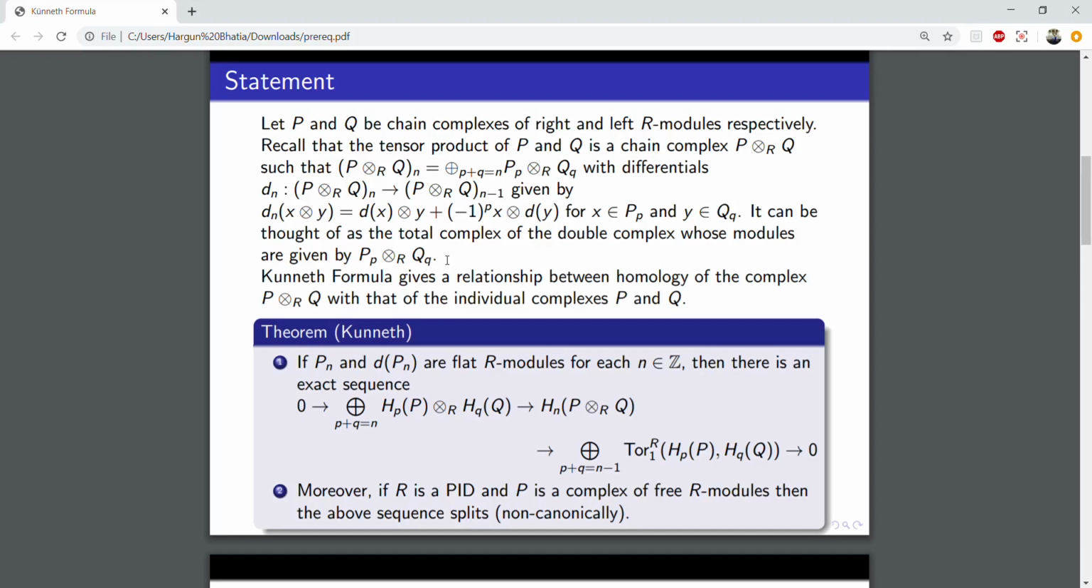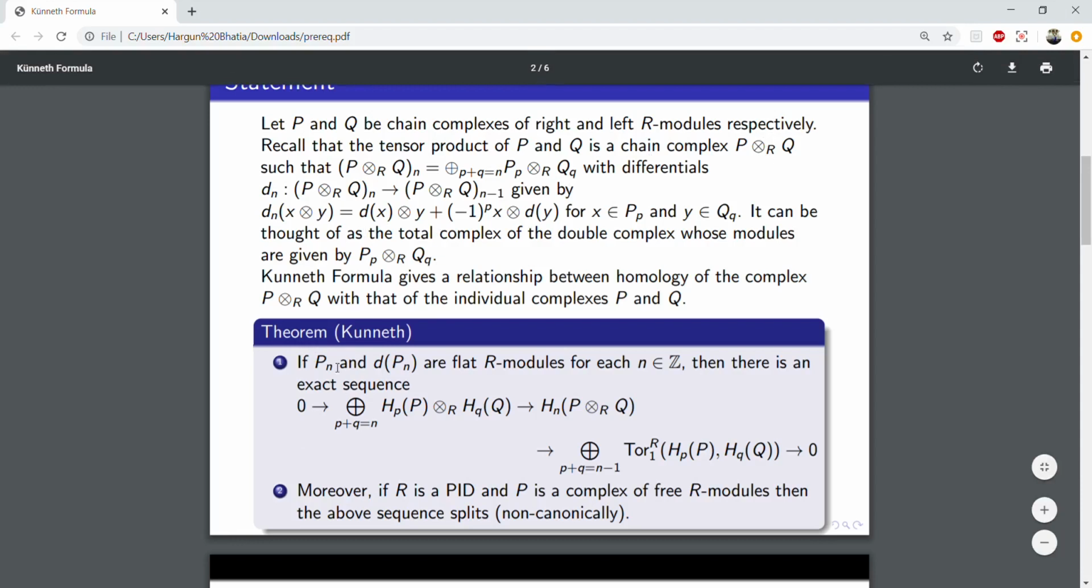Now, the Künneth formula gives a relationship between the homology of this tensor product P tensor Q and the homology of P and the homology of Q. So what does this say? Suppose P and Q are chain complexes, and P_n and the image of every d P_n are flat R-modules for every n. Then you have an exact sequence. As you can see, this is just the tensor product of individual homologies. Take the direct sum, and here is the nth homology of the total tensor product. And here is some correction term, a Tor correction term.